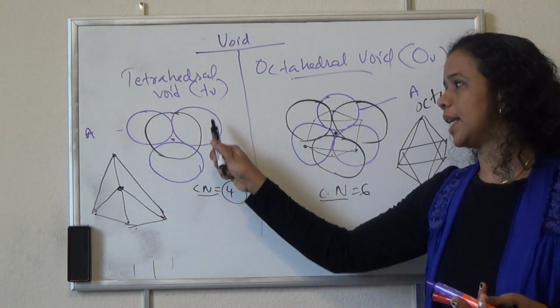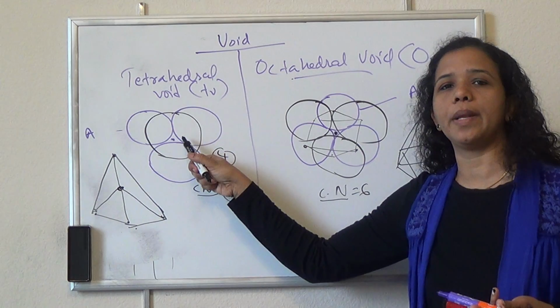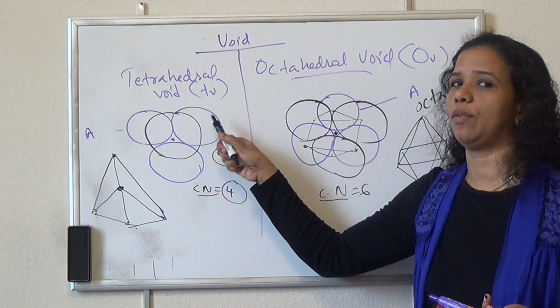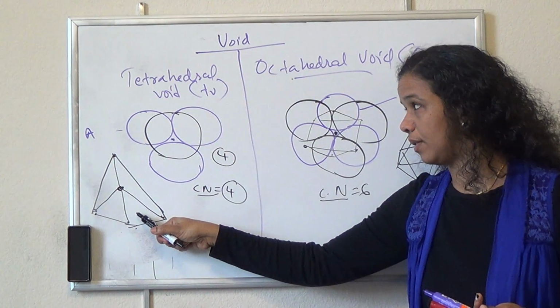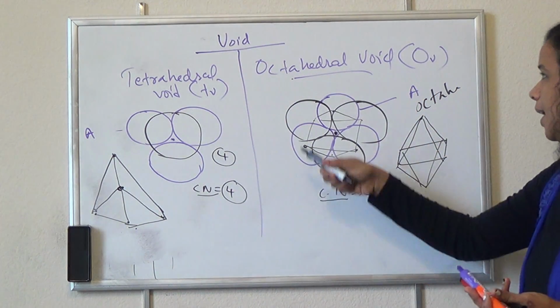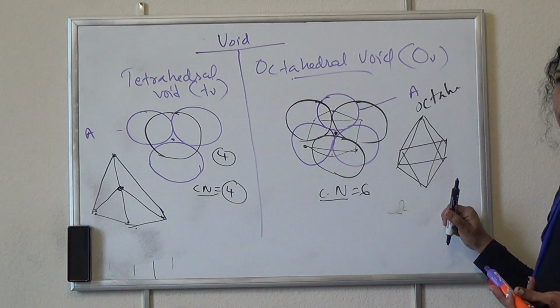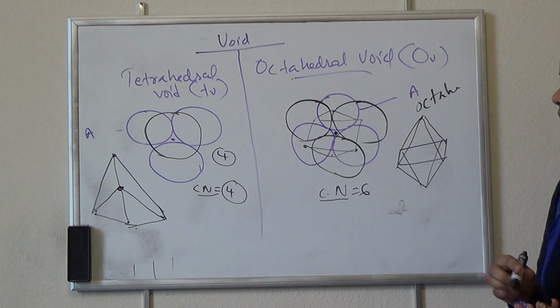When we join the centers of the atoms which are in direct contact with the void, we get a tetrahedron here, and here we get an octahedron. So that is all about the voids.